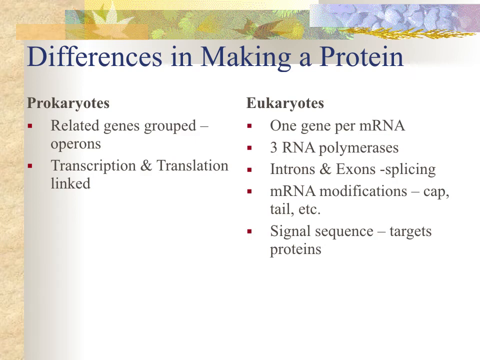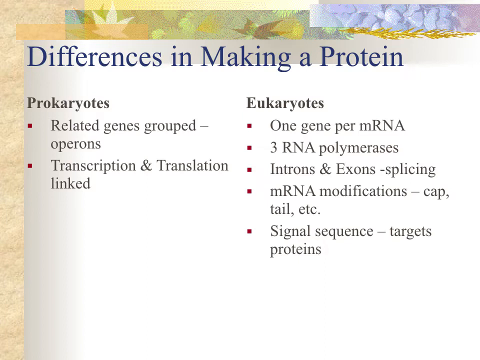We've talked about some differences in eukaryotes between how they make a protein. Prokaryotes group related genes into structures called operons, where if you have several genes needed to run a metabolic pathway, those genes will all be regulated together. And the transcription and translation will be linked, so they're going to be regulated at the transcriptional level. In eukaryotes, it's a little more complex.